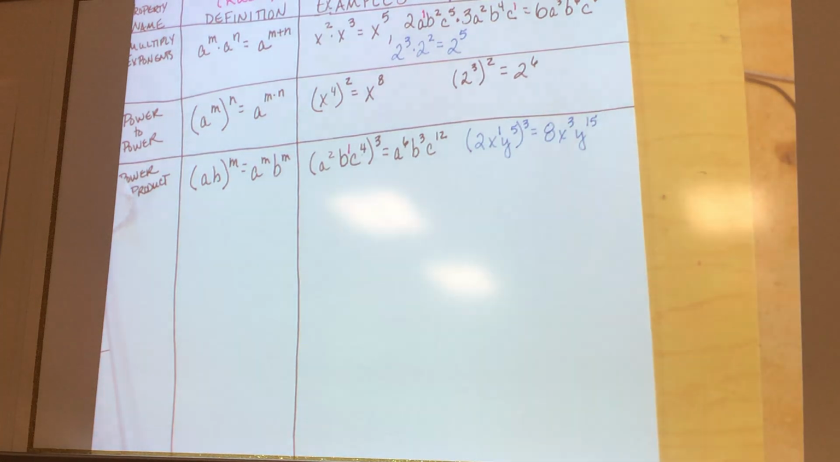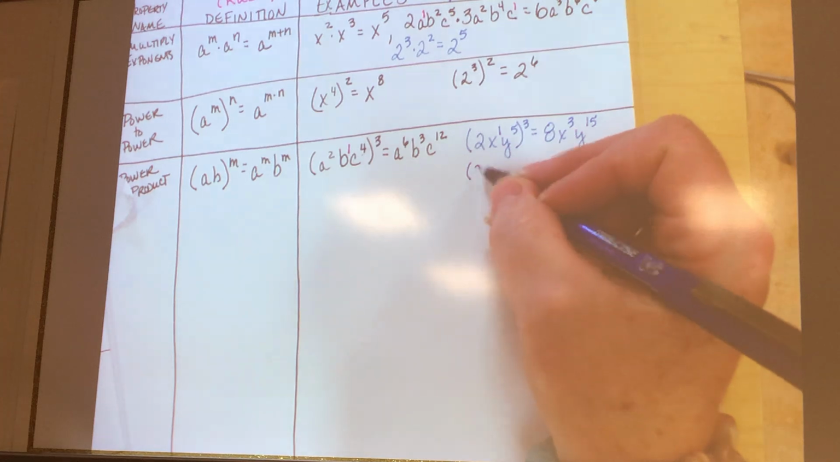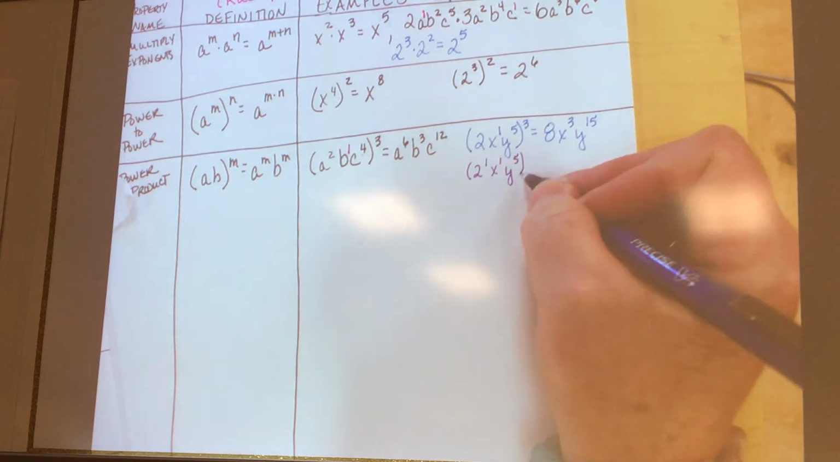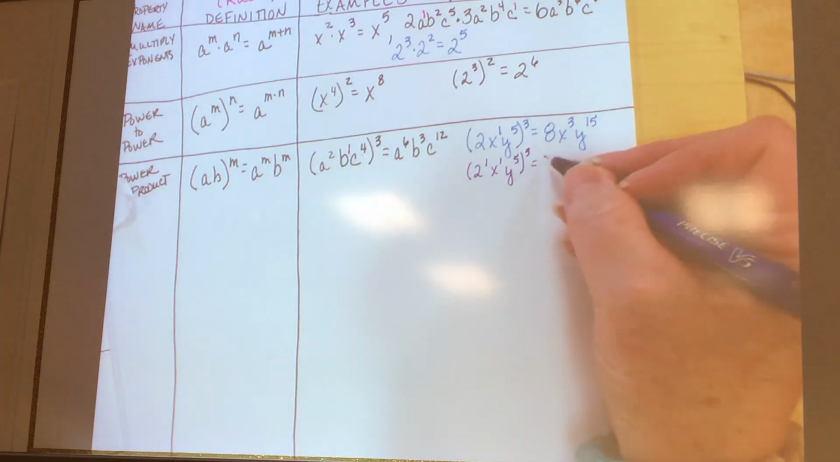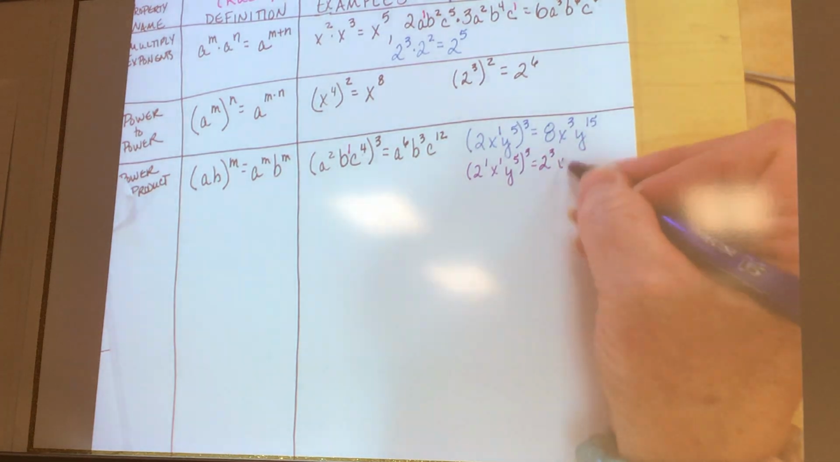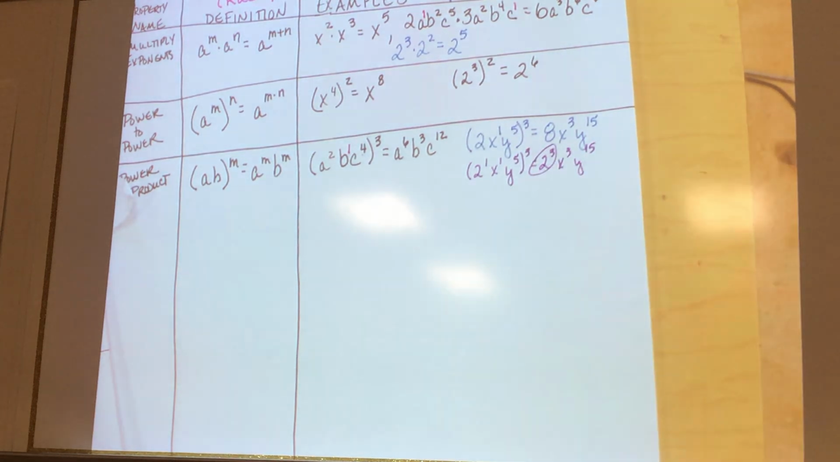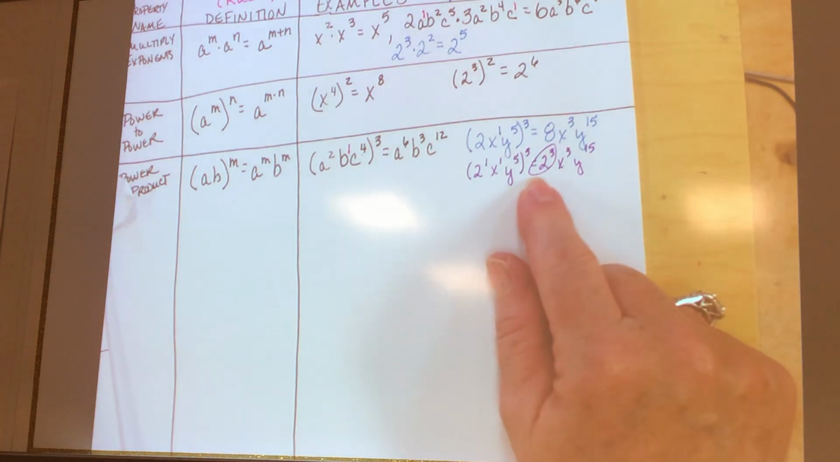Okay? Another way that you could think about that is if you thought about it like this. 2 to the 1st, x to the 1st, y to the 5th, all raised to the 3rd. So then it becomes 2 to the 3rd, x to the 3rd, y to the 15th, and this is an 8. Okay? If it's reasonable, I want you to do it. You understand? If it's reasonable, I want you to do it.